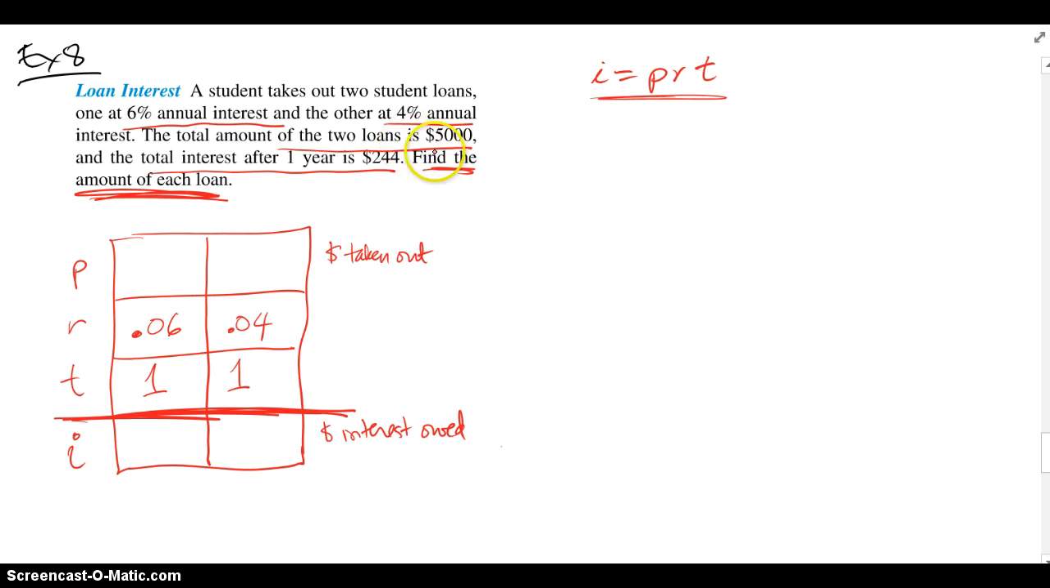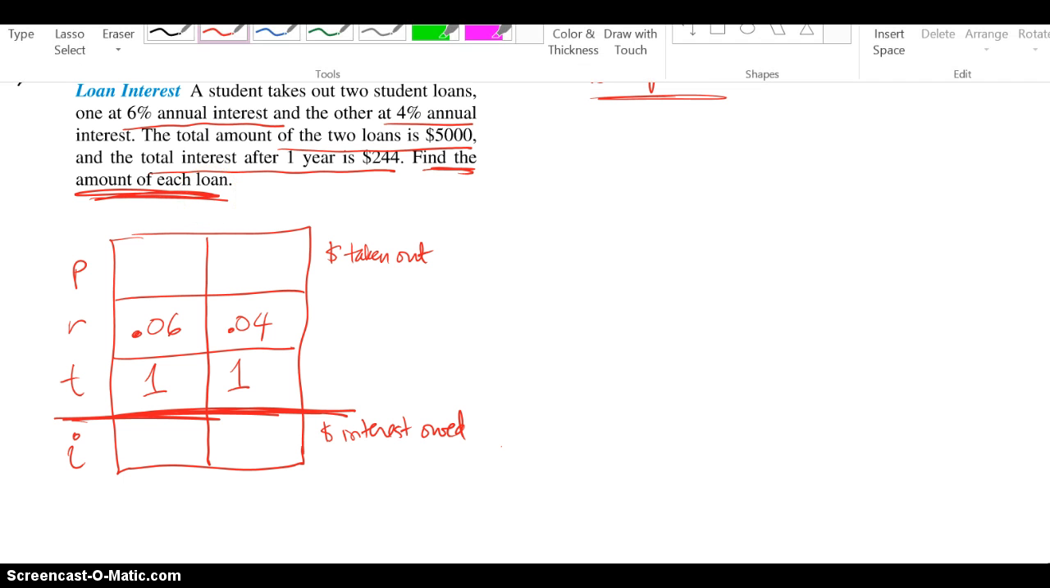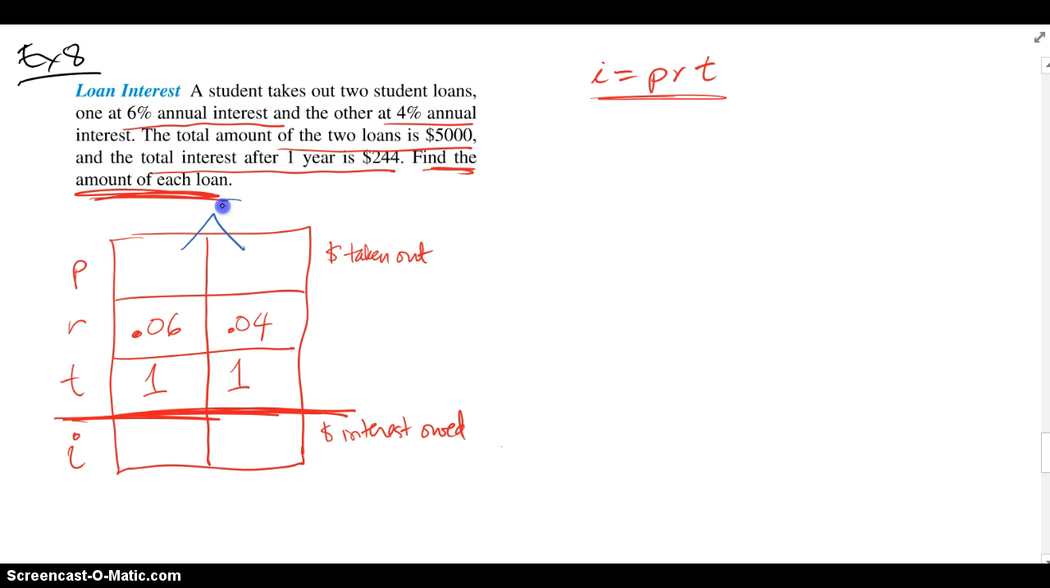Now this 5,000 is the amount of the 2 loans. So I can't put 5,000 in the first box. I can't put 5,000 in the second box. I do know that the combined total is 5,000. I don't know if it was 2,500 and 2,500 or maybe 2,000 and 3,000. So I'm just going to leave that as a combined. Same thing for the interest. The interest they give me is 244 combined. It doesn't say that the interest in each one was this much or this much.